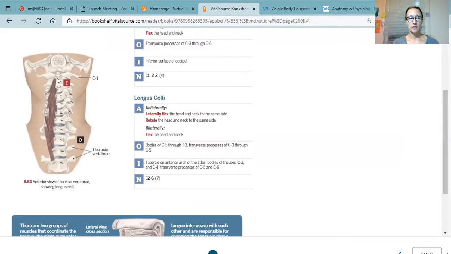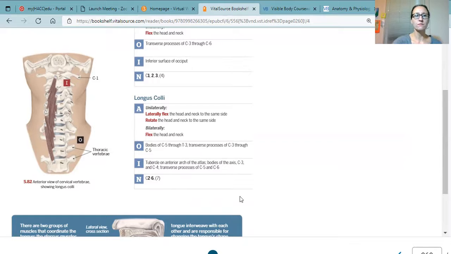The insertion then is going to be the tubercle on the anterior arch of the atlas. So it's that little anterior part here that holds the dens. And the bodies of the axis, C3 and C4, transverse processes of C5 and 6. Okay, so kind of random, all over the place there. But you see where they are. It almost looks like they're taped on.